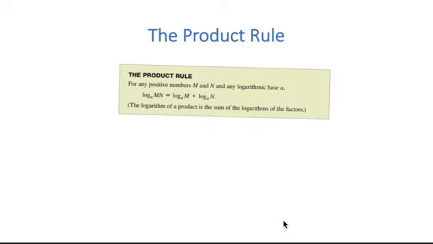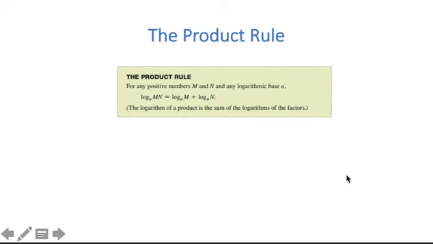So the first rule we're going to learn about, the first property, is the product rule. The product rule says for any positive numbers m and n in any logarithmic base a, the log base a of m times n is equal to the log base a of m plus the log base a of n. So basically, in the argument, you're going to separate them and add them as separate logarithms.